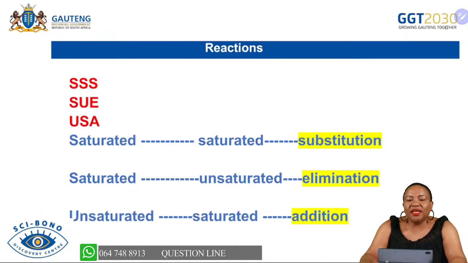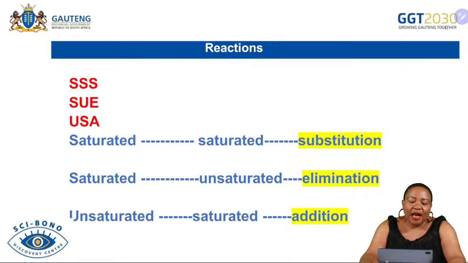Now, how will these saturated and unsaturated compounds assist us in identifying different types of reactions? There is a strategy that we are going to use, based on letters, to determine the type of reaction that we get at the end when we have saturated and unsaturated compounds. We are going to use the strategy of triple S and then SU USA. What does triple S, SU USA mean, and how can it assist us to identify different types of reactions?